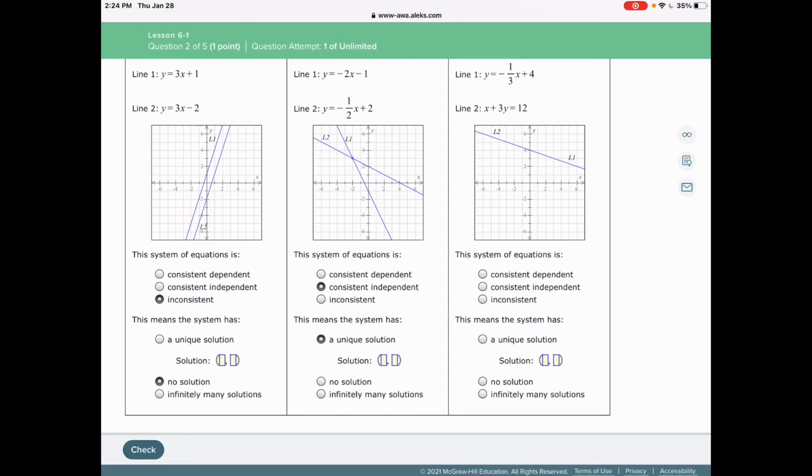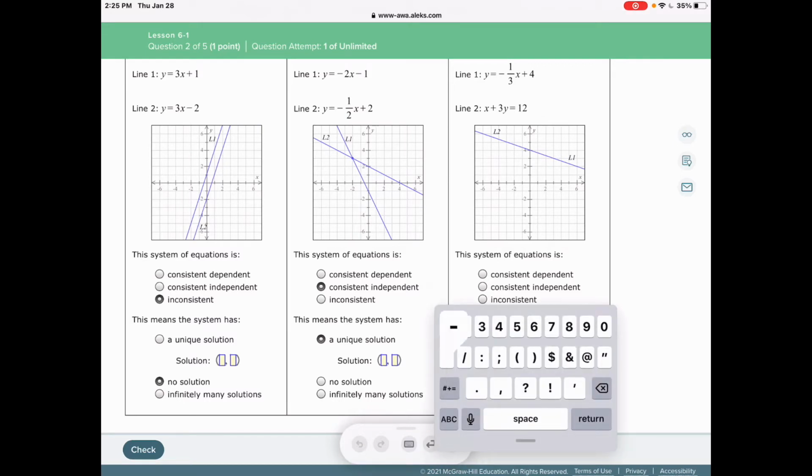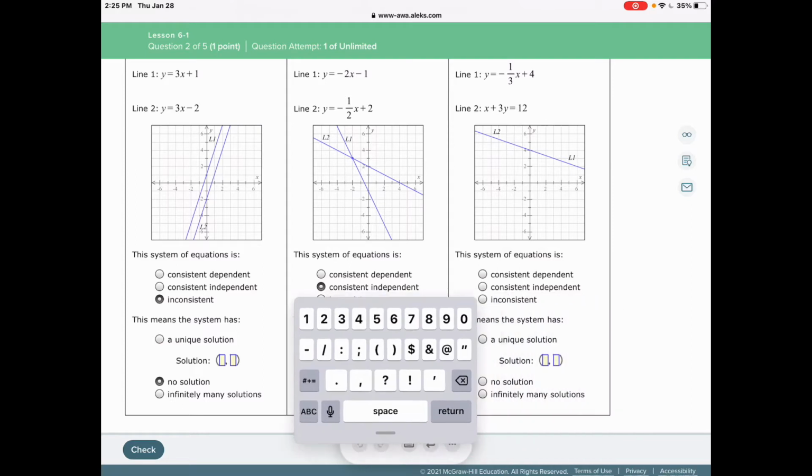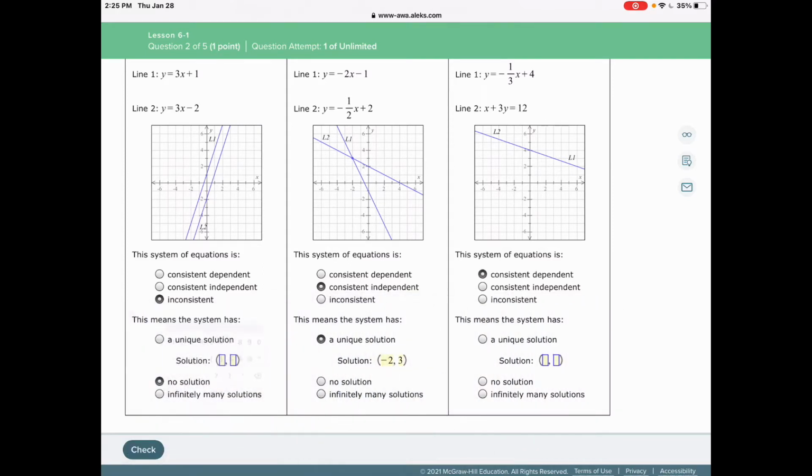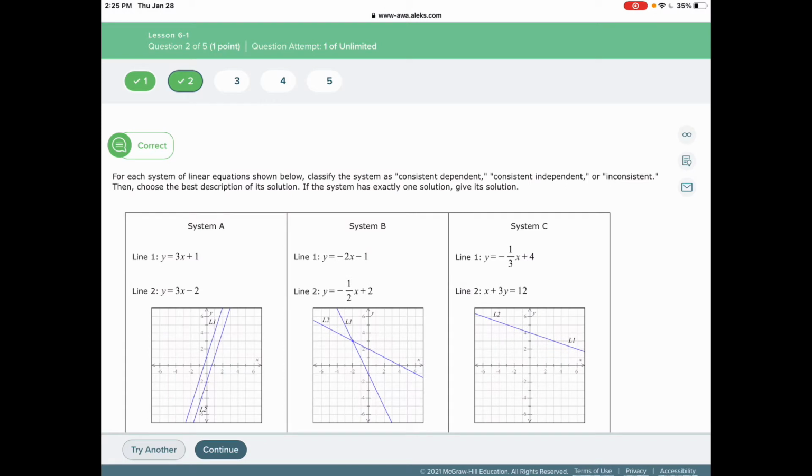We have to look where those two lines cross at that point. -2 and 3. And then we will check infinitely many solutions for that one.